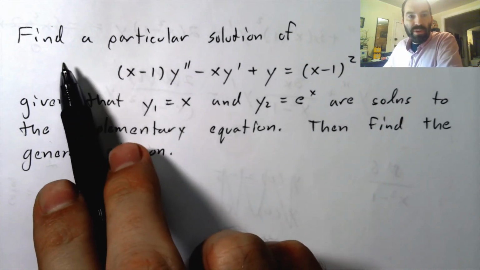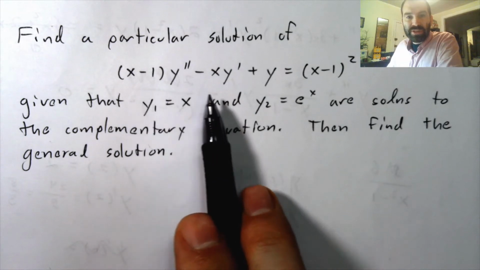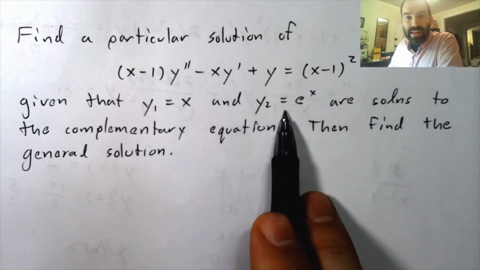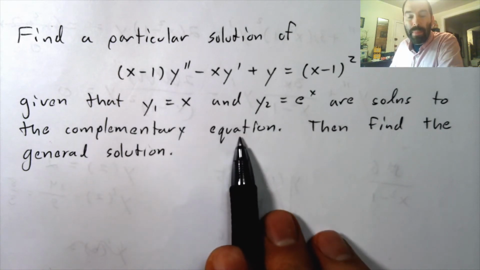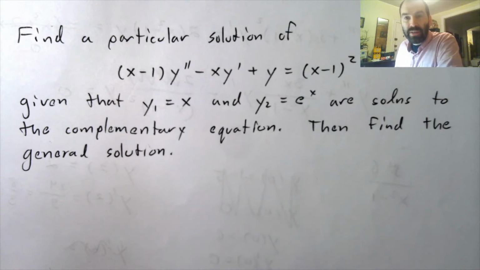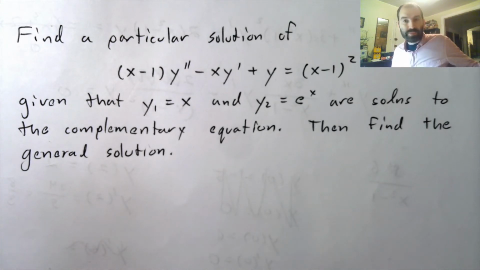Okay, we want to find a particular solution of this differential equation, given that x and e to the x are solutions to the complementary equation. That's what you get when you set this equal to 0. Then find the general solution. Okay? So, what did we say here?